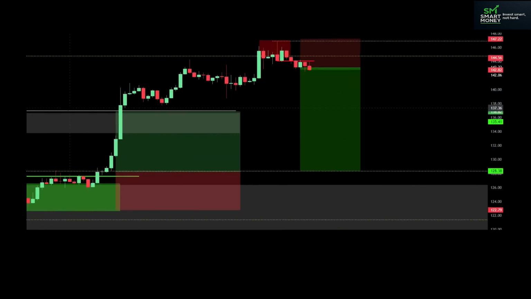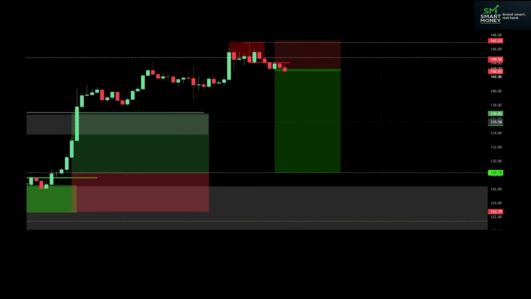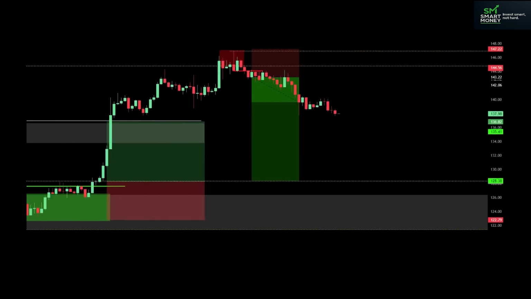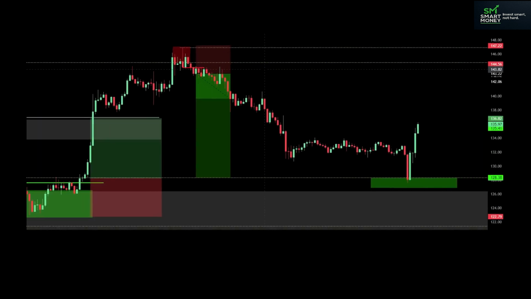Keep in mind, if we look next to us to the right, we can see we've got all this displacement. Look at all these fair value gaps. And price often likes to take out fair value gaps on the opposing side. So I think this could be a nice setup. So let us play it out. It took a bit longer, but it just shows you how price loves to travel from liquidity to liquidity.